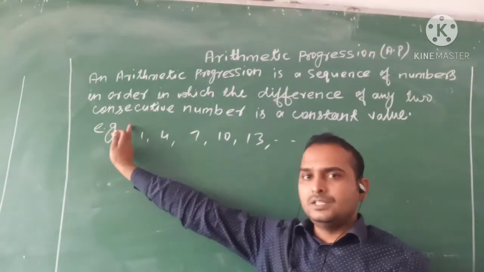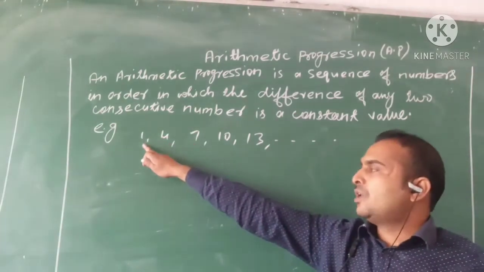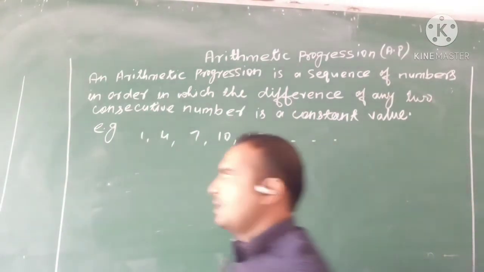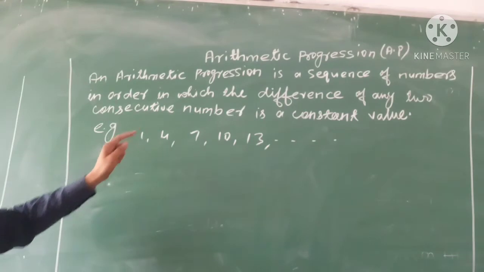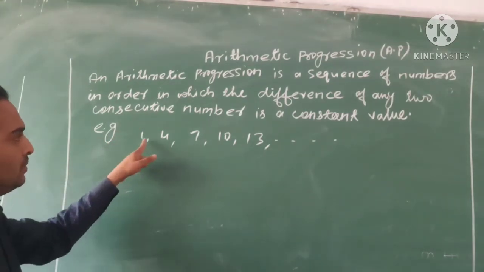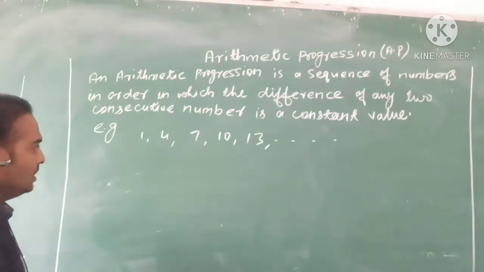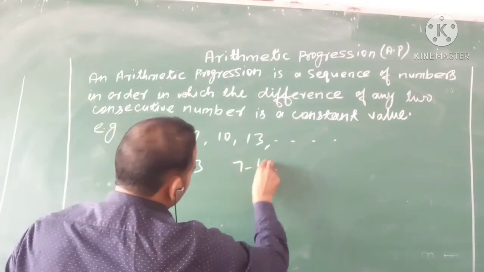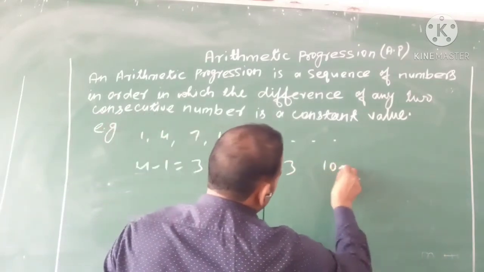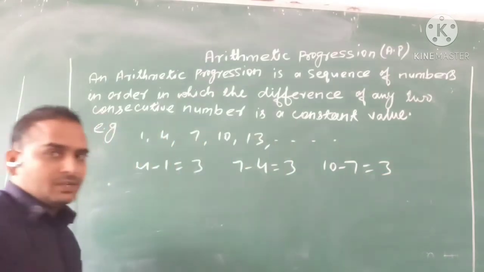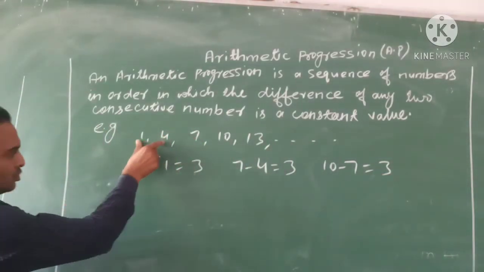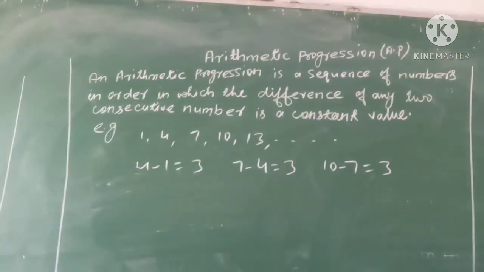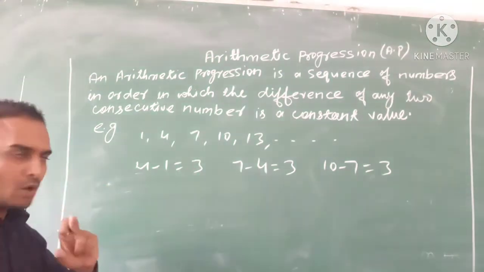Example: 1, 4, 7, 10, 13, and so on are in AP. How? The difference of any two consecutive numbers is a constant. That is, 4 minus 1 is 3, 7 minus 4 is 3, 10 minus 7 is 3. That is, the difference of any two consecutive numbers is constant, that is 3. And that constant difference is called the common difference.